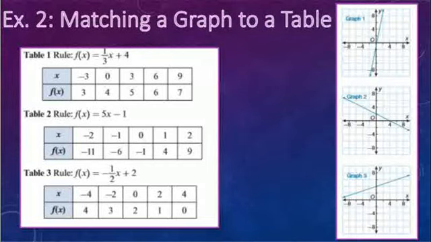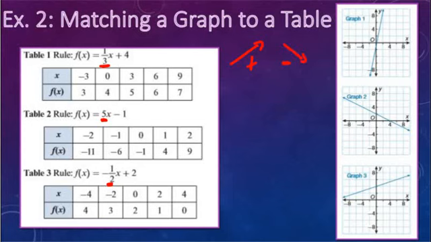Next one, matching a graph to a table. So here you can determine what kind of graph it would be. The first thing I would do is look at the slope, because the slope's going to tell you if it's positive or negative. Remember, if it's a positive slope, it's going upwards. If it's a negative slope, it's going downward. So this one, table 3, has a negative slope, so it's got to go down from left to right. The only graph that's going down from left to right is graph 2.